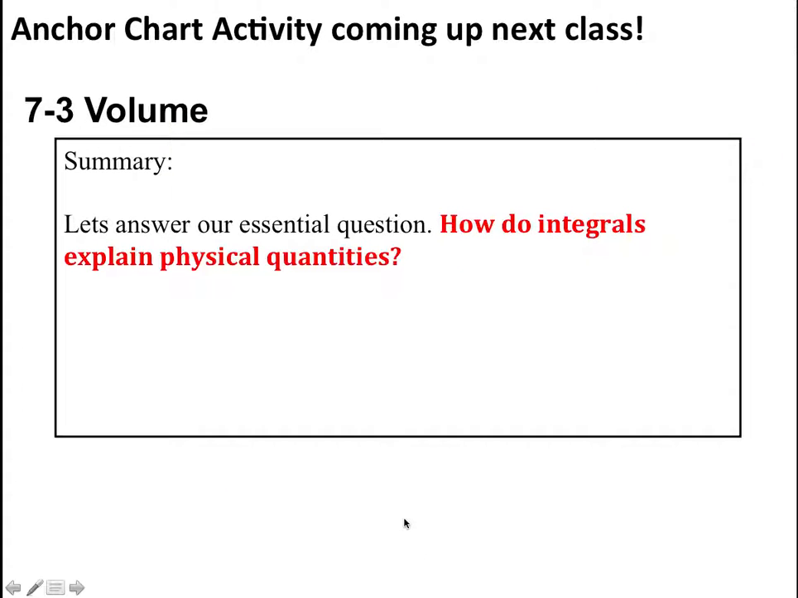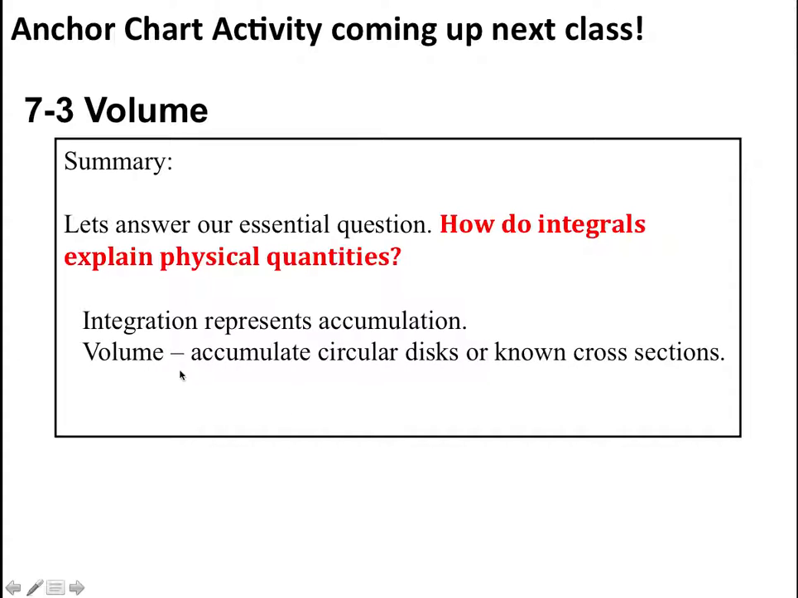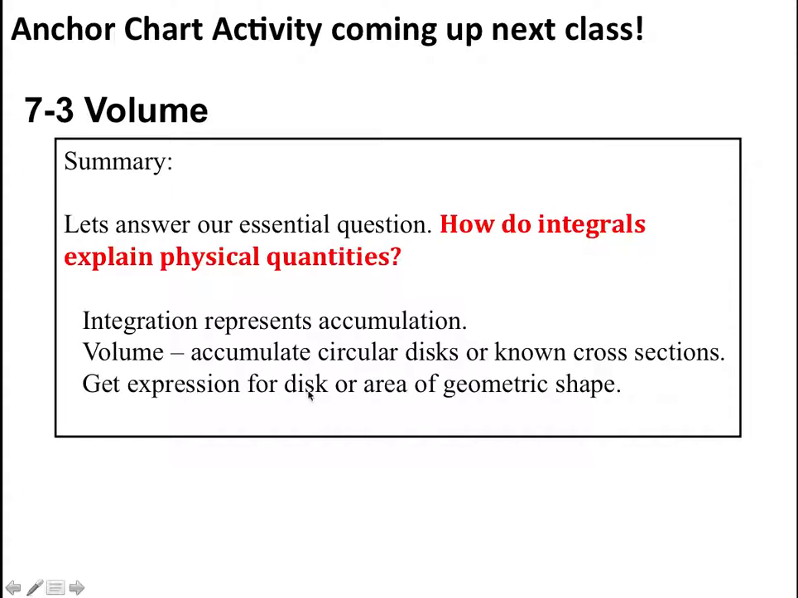So at this point, we should be wrapping up 7.3 now. So this general essential question of how do integrals explain physical quantities, we can come to a conclusion that integration, since it represents accumulation, gives volume. We accumulate either circular disks when we revolve or known cross sections if we slice, and we can get the expression for either the disk or the area of the geometric shape, and then we integrate that expression.